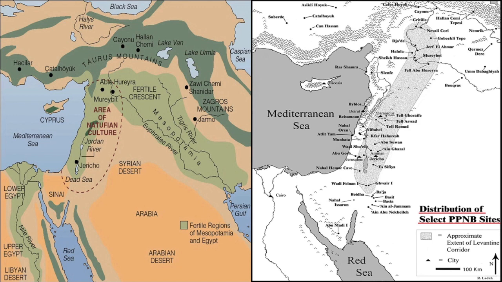So here's the area of Natufian culture. Basically, they stretch from Sinai all the way up into Syria. And here's the distribution of PPNB sites. Again, it's pretty much the same geographical region because PPNB people are basically Natufians. They start down here from, I guess, the Negev or Sinai, all the way up into Syria. So it's the same region.